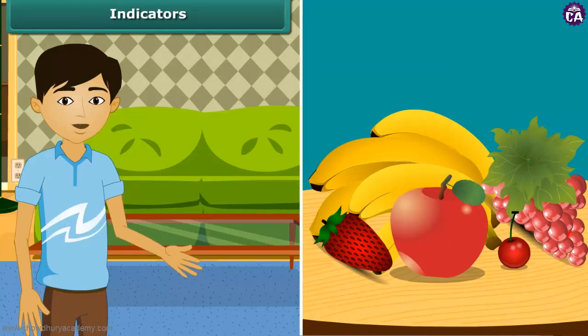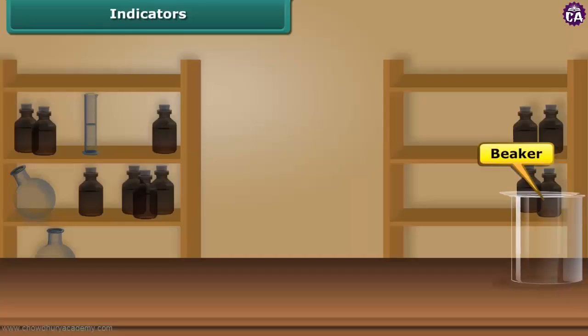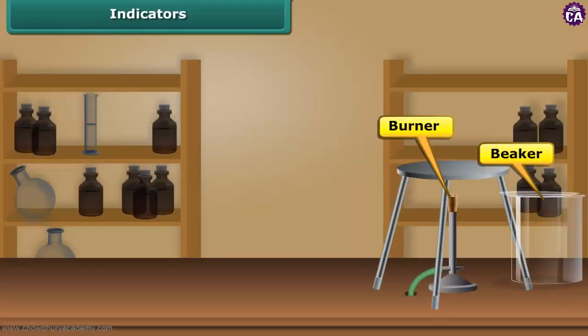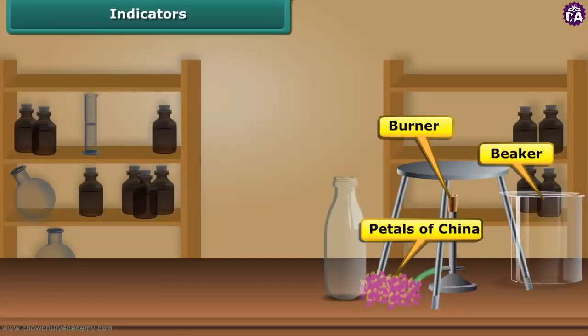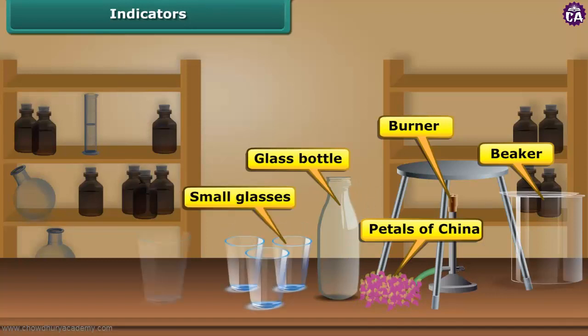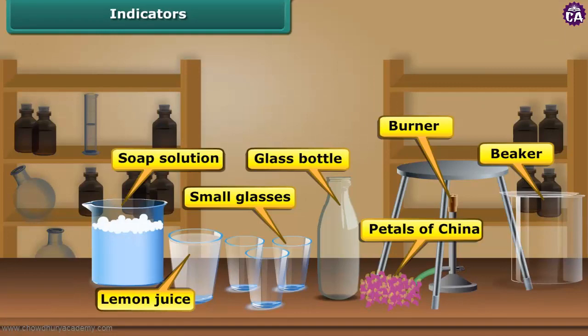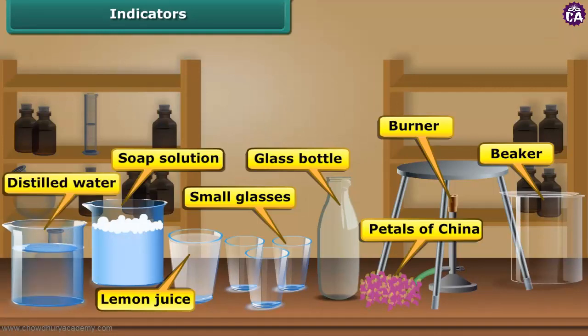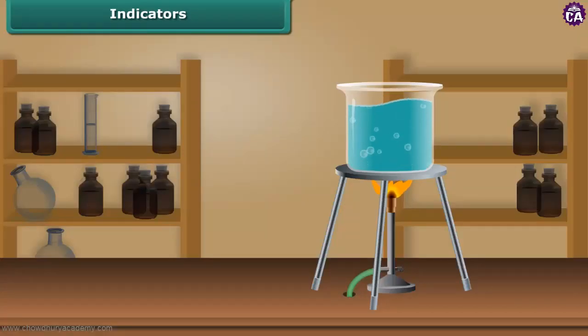You can easily test the acidic or basic nature of a substance by making a simple indicator solution at home. You will need a beaker, gas stove, petals of China rose, a clean glass bottle, 3 small glasses, lemon juice, soap solution, and distilled water. Pour some distilled water in a beaker and heat it on the gas stove. Heat till the water becomes warm.